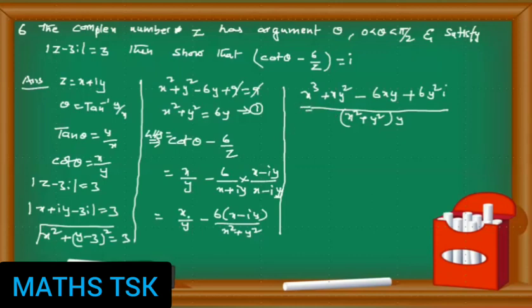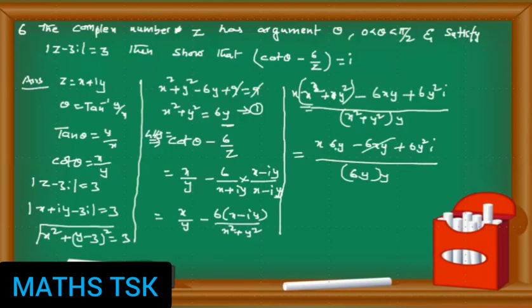Here I can write it as x into x square plus y square, so that it becomes easy. So x into, what is x square plus y square? This is 6y. So 6y minus 6xy plus 6y square i by y into 6y. So these two get cancelled. 6y square i by 6y square. The 6y square gets cancelled, it is i, which is equal to RHS. Okay, right.